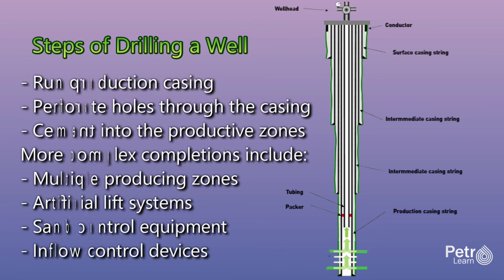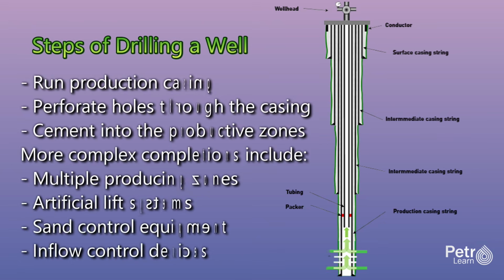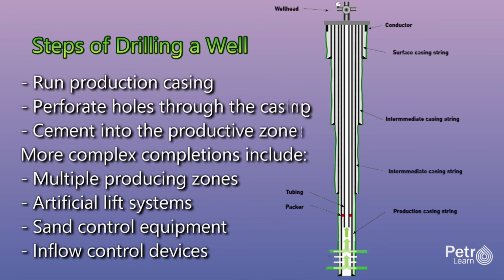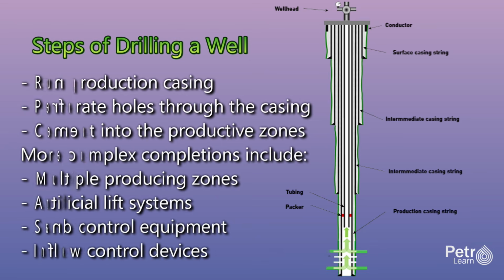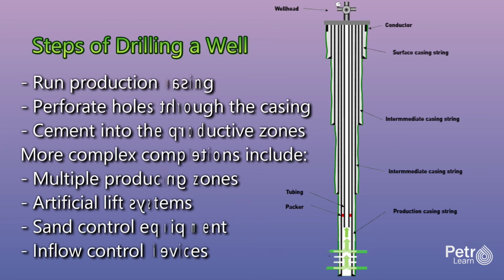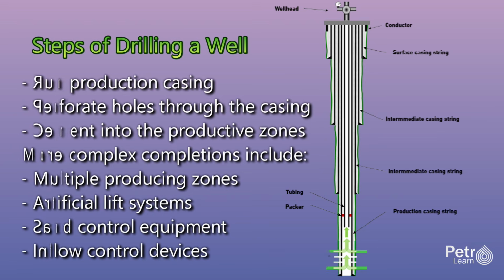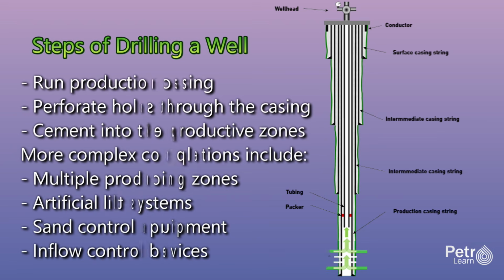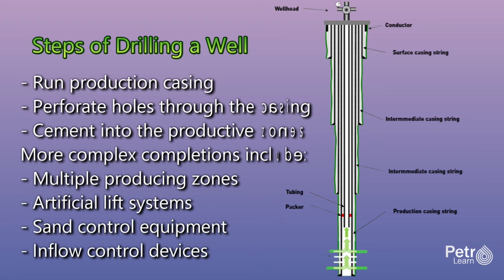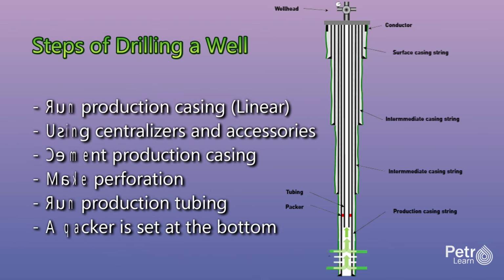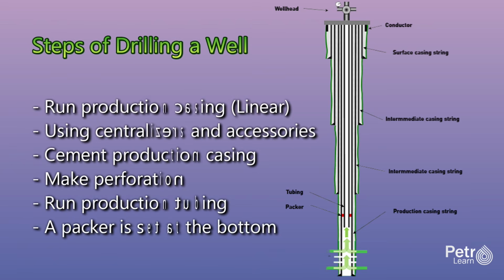Completion is the process of equipping the well to produce hydrocarbons. The simplest completion is to set production casing through the reservoir, perforate holes through the casing and cement into the productive zone, and allow oil or gas to flow into the wellbore and up to the surface. More complex completions might include multiple producing zones, artificial lift systems, sand control equipment, or advanced technology like inflow control devices. Based on the logging results, the completion design is finalized.